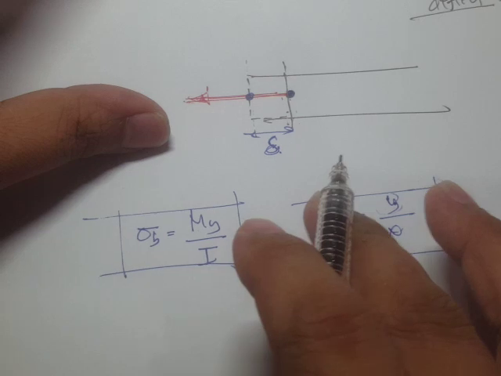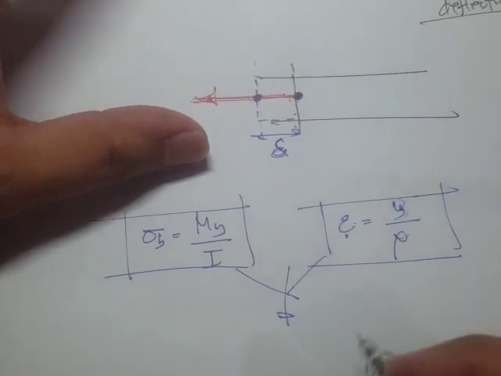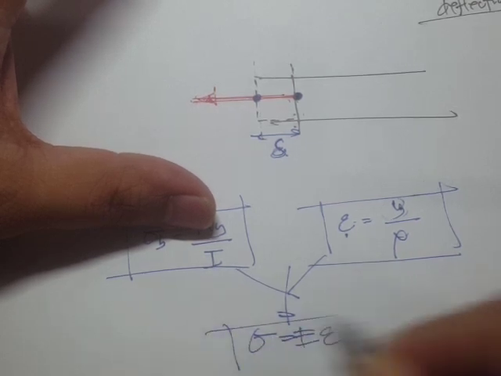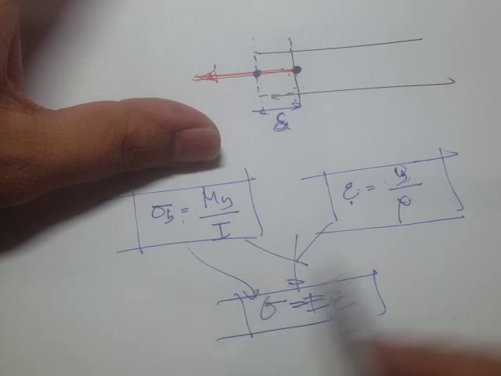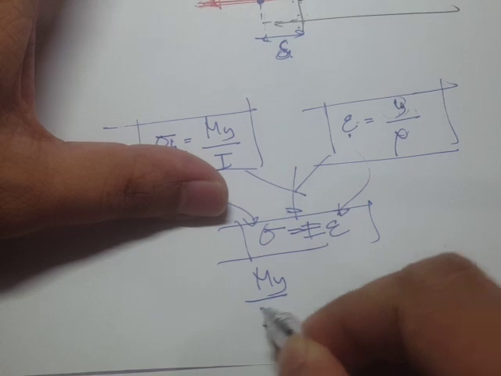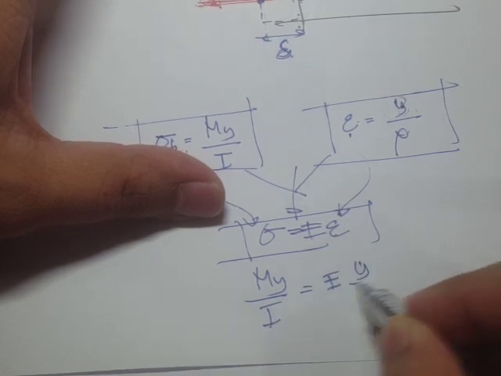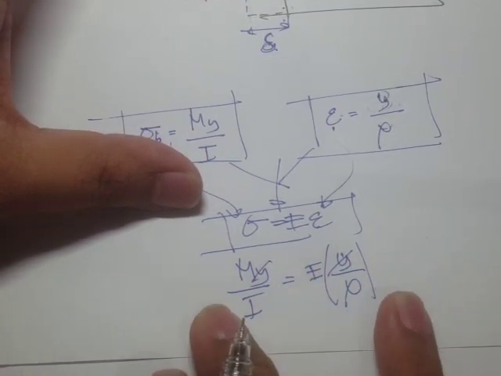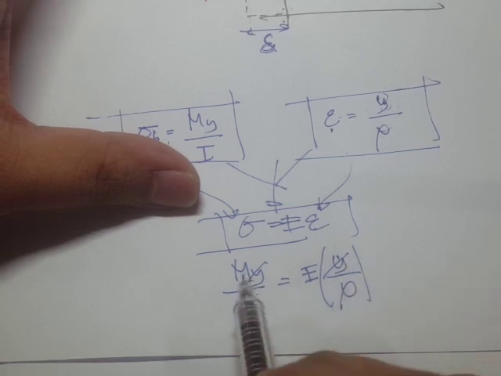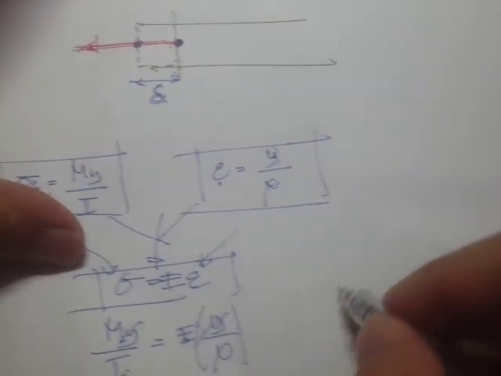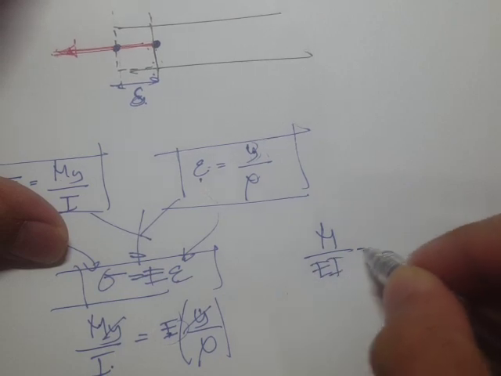Okay, so we can obtain the moment curvature equation if we use Hooke's law. If we substitute this value and this value of strain right here, what we get is My over I is equal to E times y over rho. Since we have y on both sides, what's left is M. Let's transpose this E to the other side, so what we get is M over EI is equal to 1 over rho.